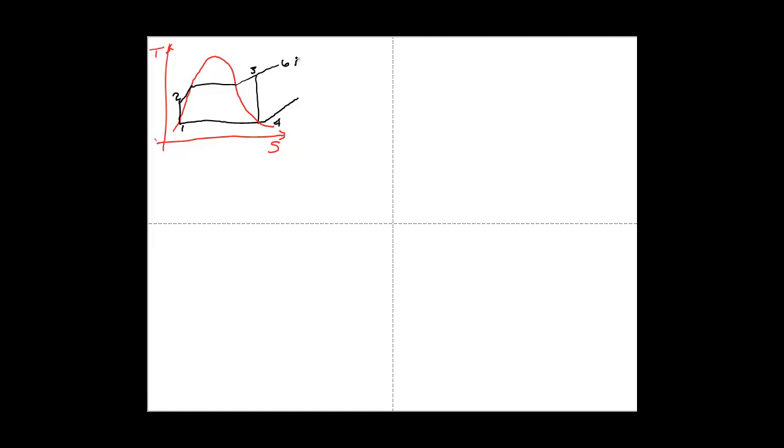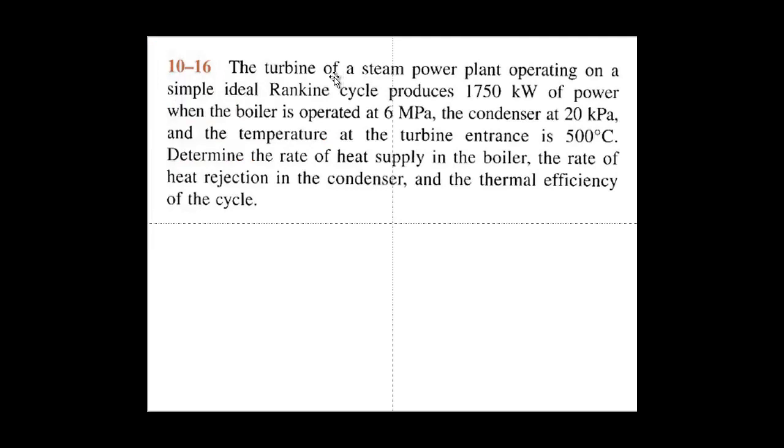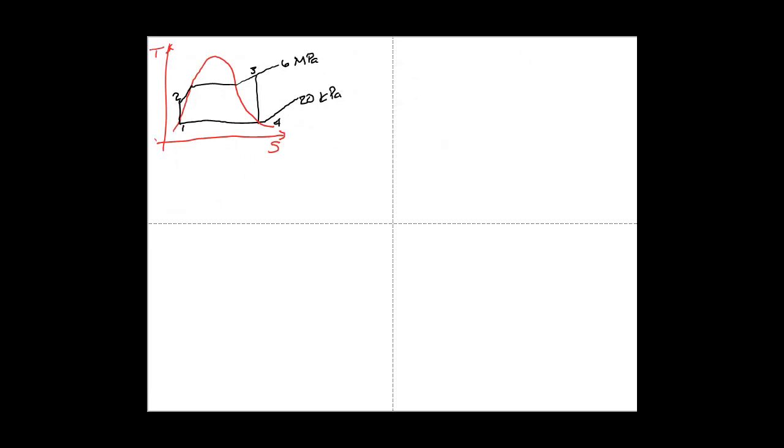Here we just check the pressures. It's 6 megapascal for the boiler and 20 kilopascal for the condenser. If you are not sure about the numbers, it's always a good practice to go back to the problem and see how it's defined. So we are just checking now the temperature, which is 500 degrees. We create a dotted line here just to make sure that we remember that this is 500 degrees. If you cannot read it, it's 500.